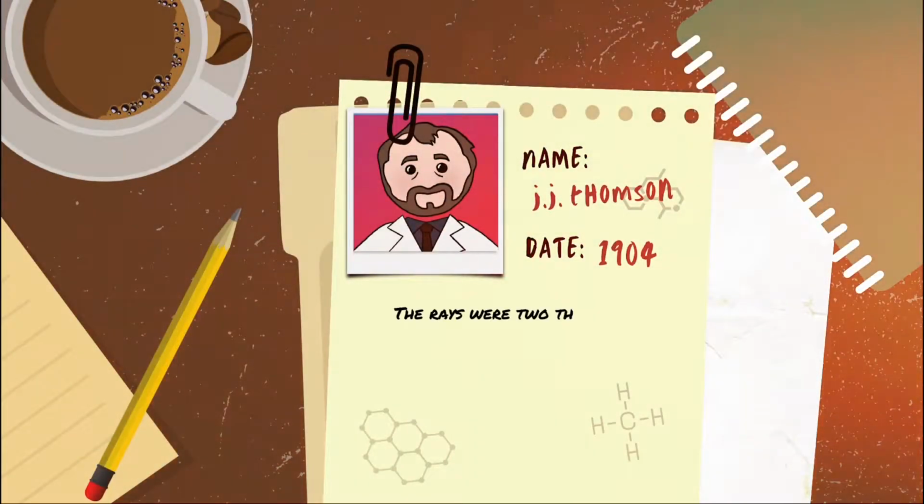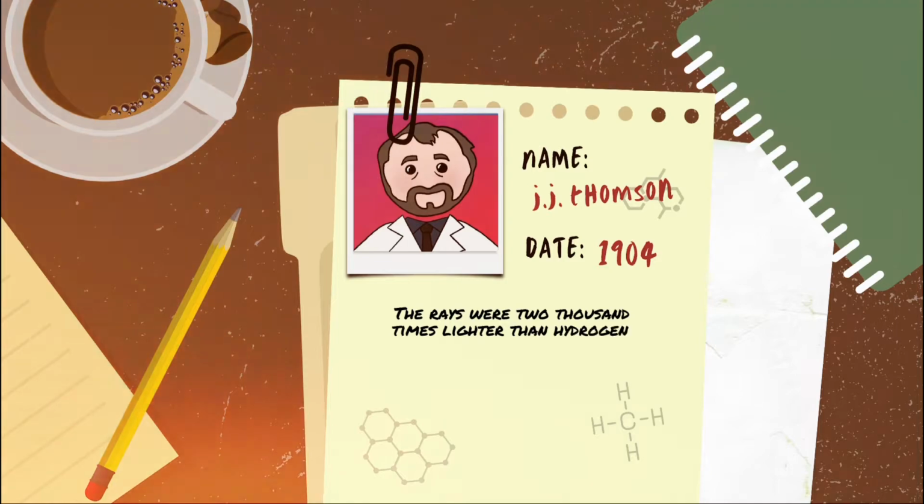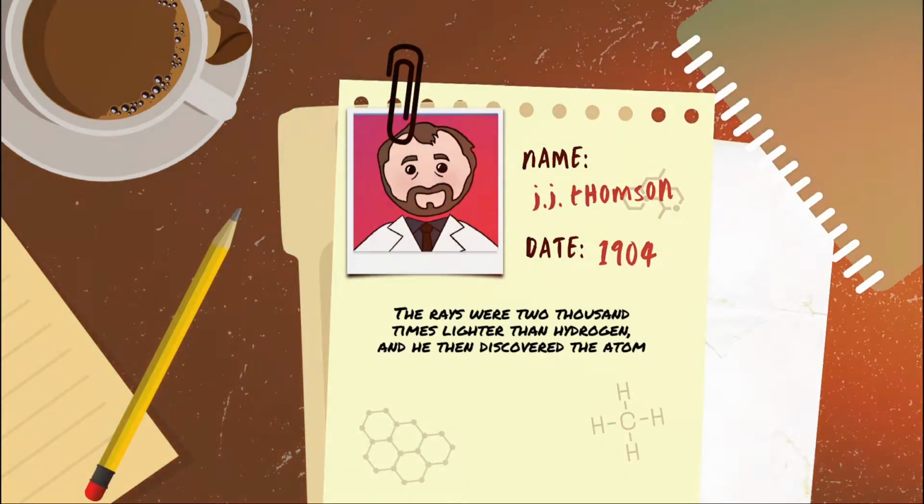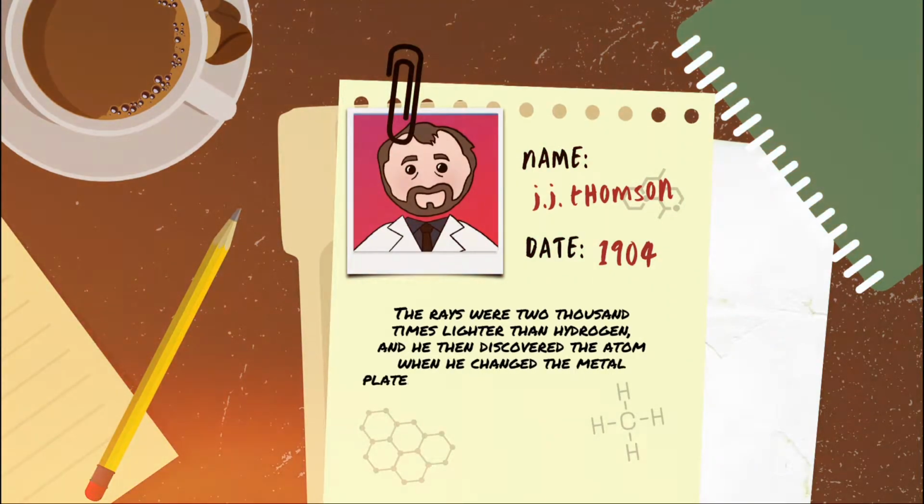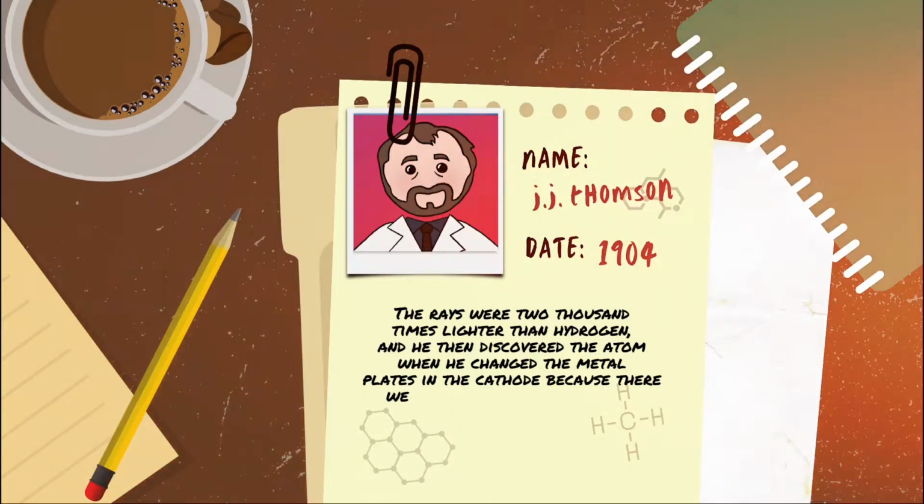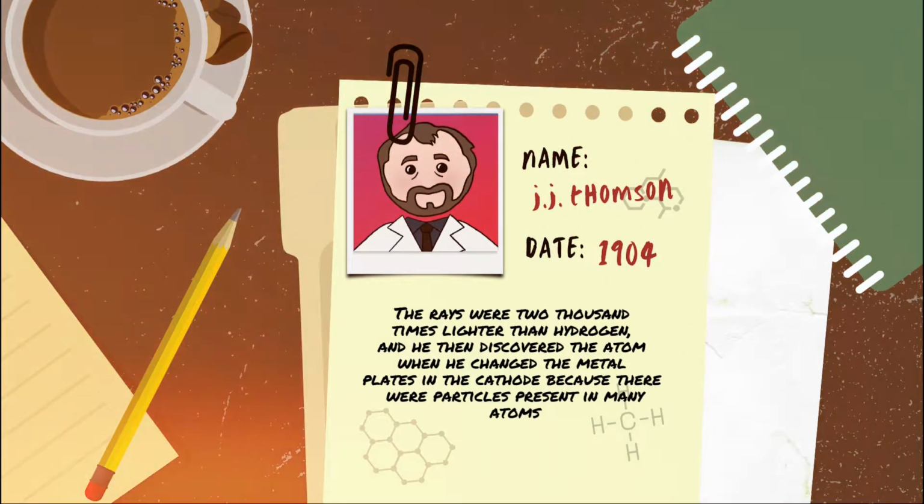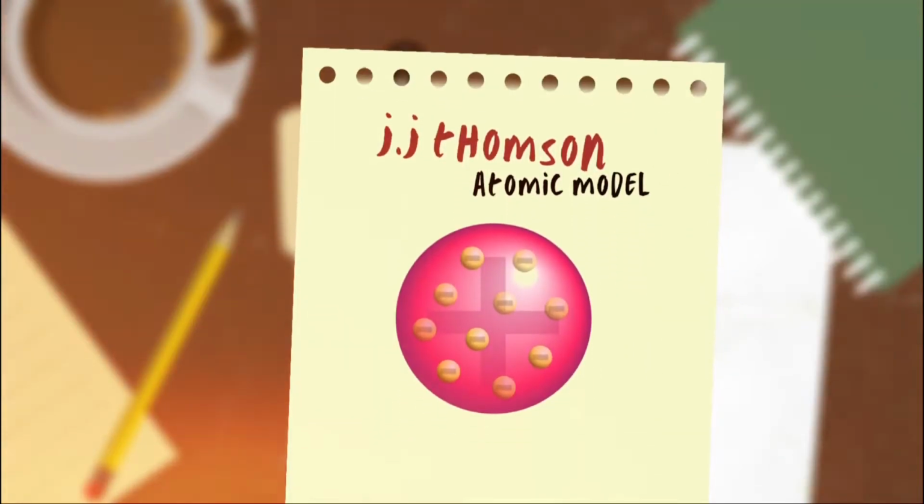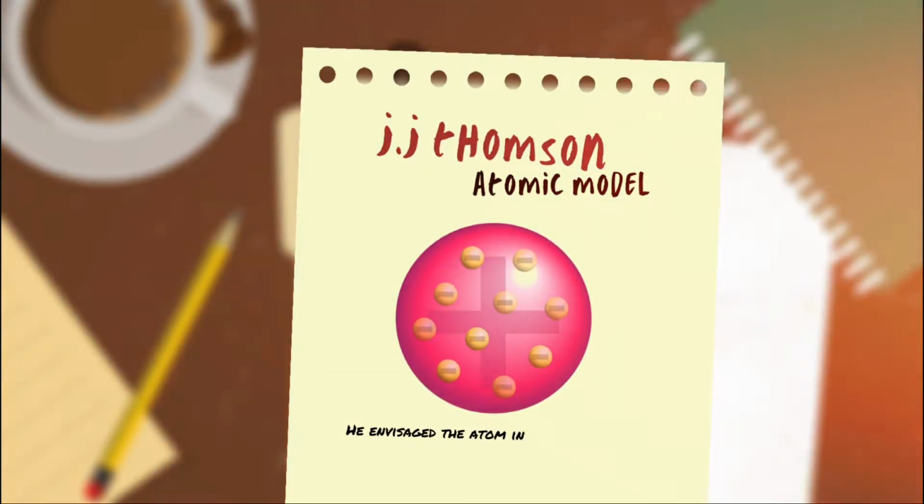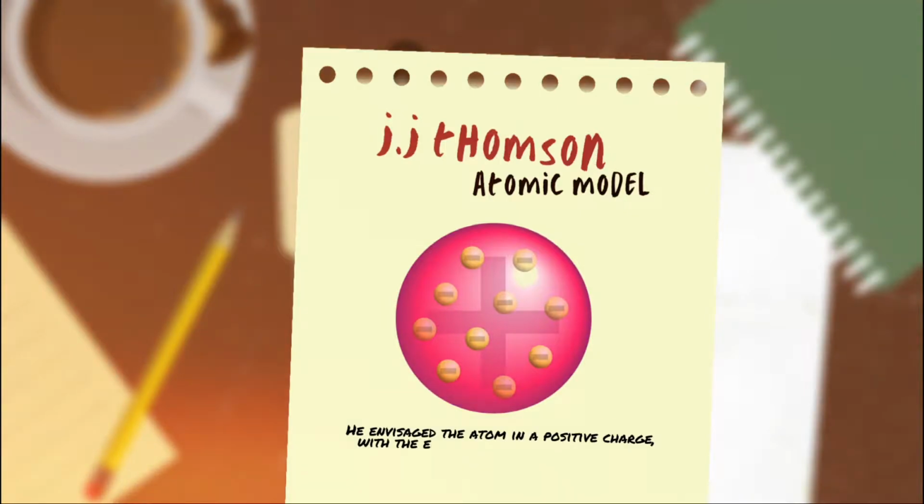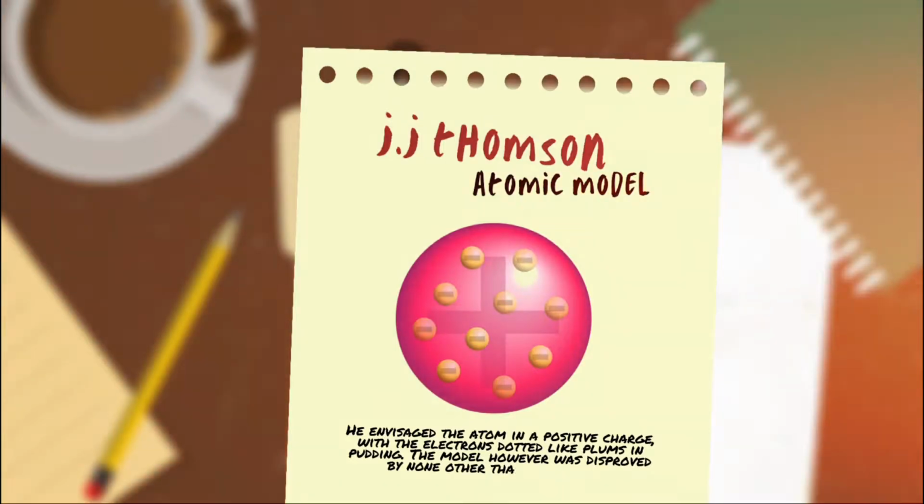According to him, the rays were 2,000 times lighter than hydrogen, and he then discovered the electron when he changed the metal plates in the cathode, because these particles were present in many types of atoms. With the plum pudding model, he envisaged the atom as a positive charge, with the electrons dotted like plums in pudding. The model, however, was disproved by none other than his student.